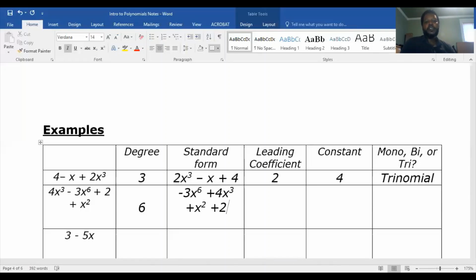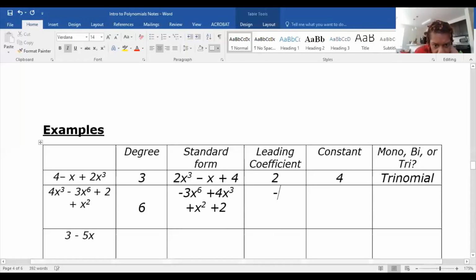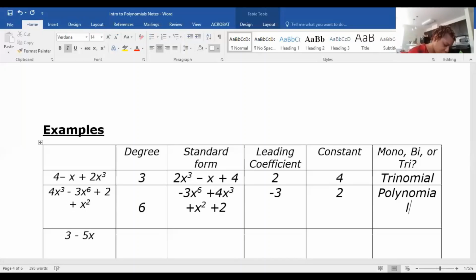Okay, so now we've put it in standard form. We just rearranged it so that the highest exponent is first, then the next highest, then the next highest, and then finally the constant. We always end with the constant, right? Okay, so what's our leading coefficient? Leading coefficient -3. Perfect. And what's our constant? +2. Perfect. And so what kind of polynomial do we have? A quad. So we don't name the quad, so it's just called a polynomial. Polynomial. Right? Good.